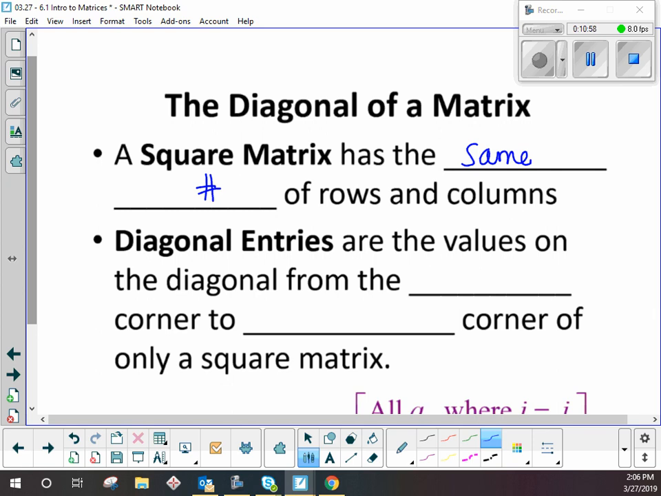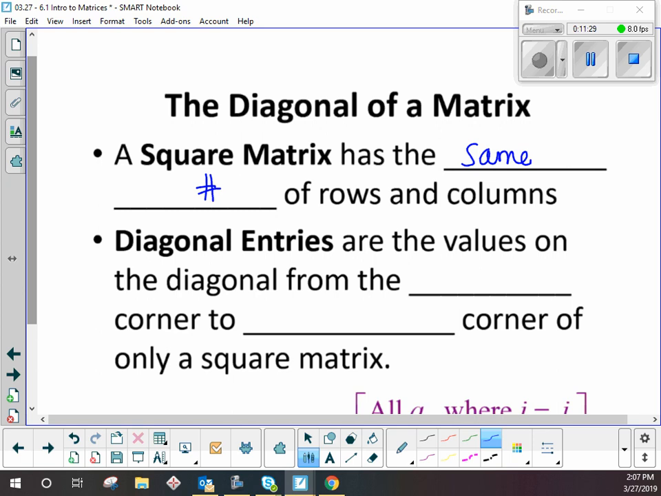The problem is, how do you know which diagonal? Because on a square, you can take a diagonal this way, you can take a diagonal this way. And then, furthermore, if I was asking you to list the entries on the diagonal, how would you know whether to go this way or this way? So in order to avoid confusion, it's been defined a certain way so that everyone's always on the same page when they're asking what the diagonals are.